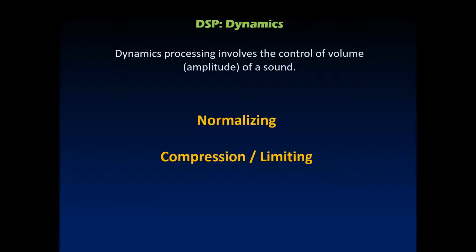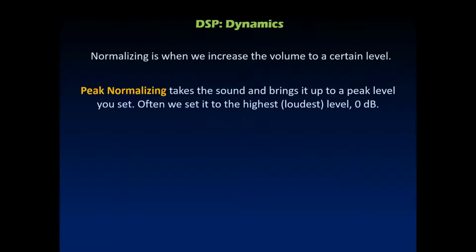But let's talk about normalizing first. This is the easiest of the dynamics processors. We're just going to be increasing the volume of a sound clip to a certain level. The most common form of normalizing is peak normalizing. This is where we take a sound and bring it up to a peak that we set, and often that means the loudest possible decibel level we can have, which is 0, the digital ceiling.